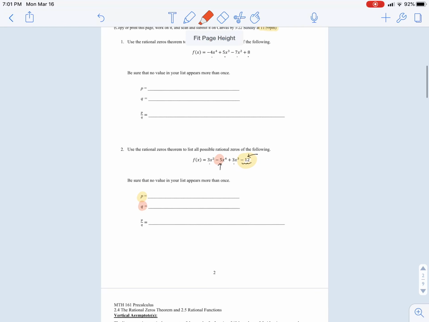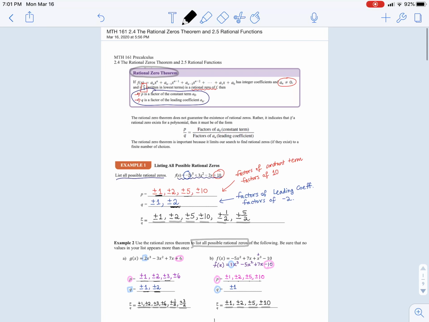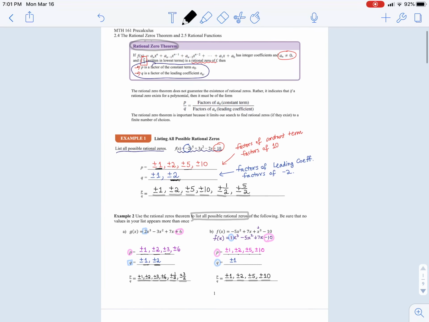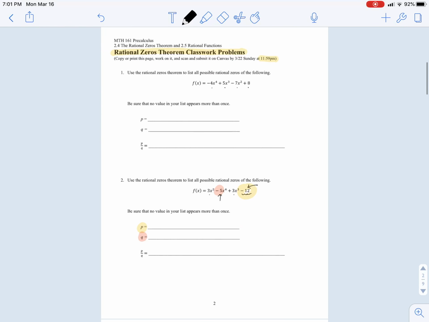Now, that's it for classwork. I think I'm going to come back and record another video for 2.5, but that's enough for 2.4. The first, the rational zeros theorem that I wanted to go over before spring break. But I hope this video was okay.